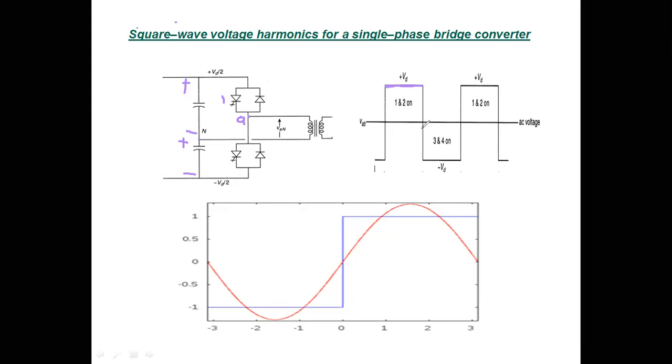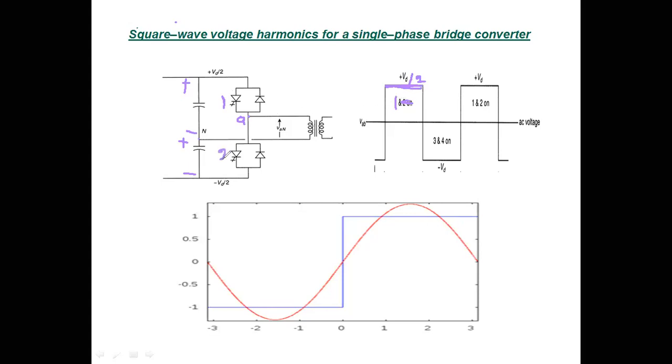Here this waveform is taken from the full wave bridge converter, so leave it. When one is on, you will get VDC by 2. Sorry, this waveform is not for this one. I have taken it from the full wave converter. So whenever this one is on, you will get plus VDC by 2, and one is conducting.